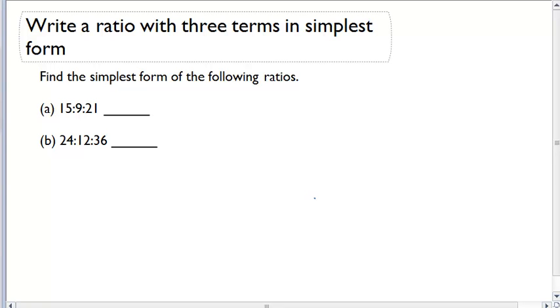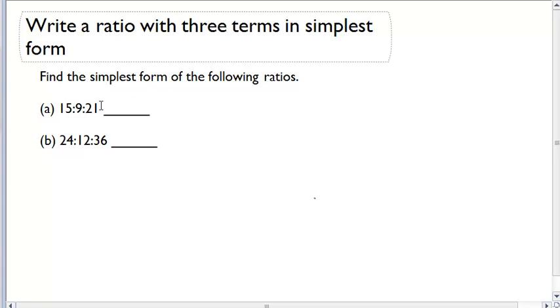Write a ratio with 3 terms in simplest form. We've already looked at writing ratios with 2 terms in simplest form. To do that, we would change the ratio to a fraction and reduce. Or, simply, we'd look for a common factor in that fraction, divide each term by that factor, and we'd get our answer in simplest form.